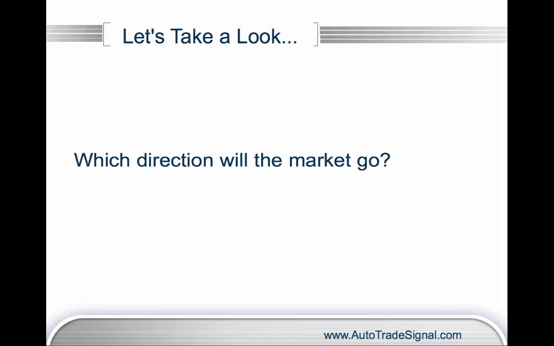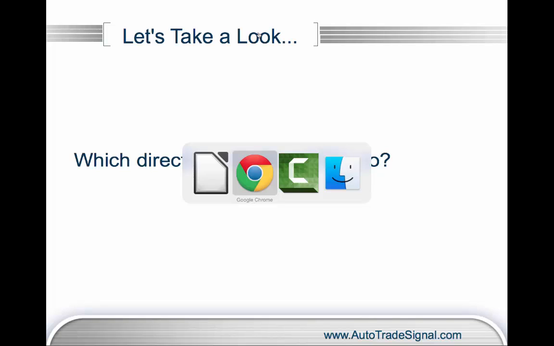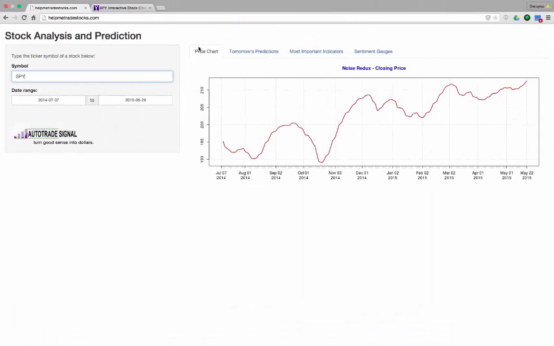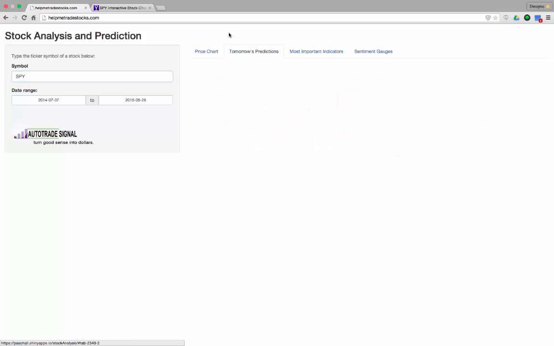And it simply answers the question, which direction will the market go? Sometimes it will go up, sometimes it will go down. Let's take a look and see what it looks like. You'll notice that after the price chart tab, the next one to the right is tomorrow's prediction.